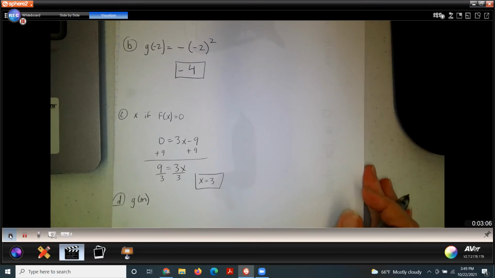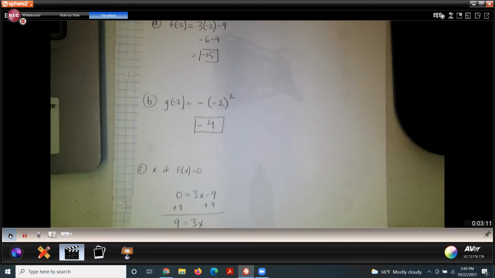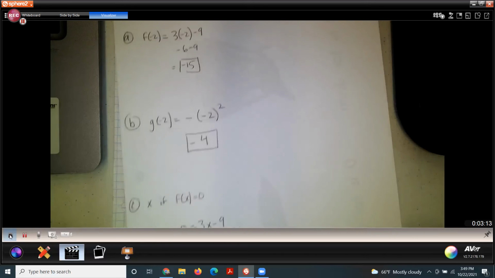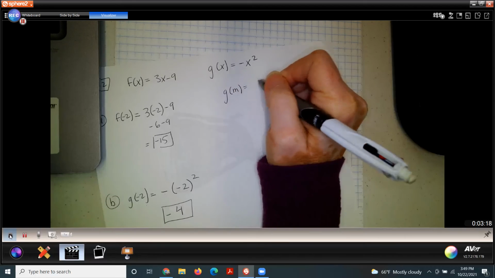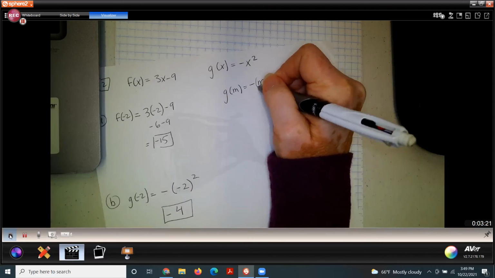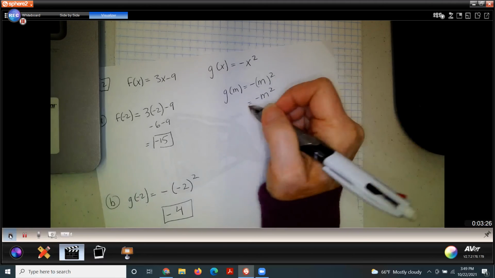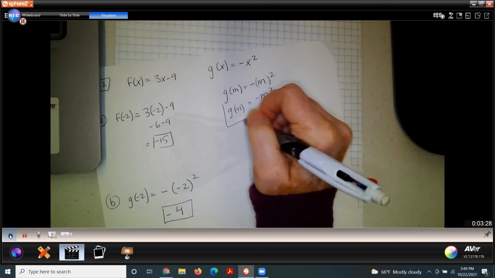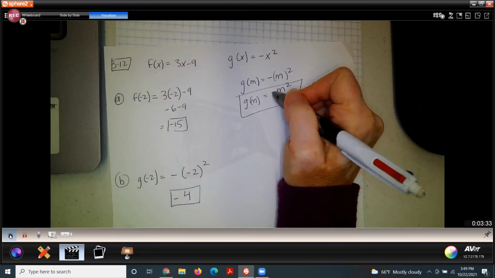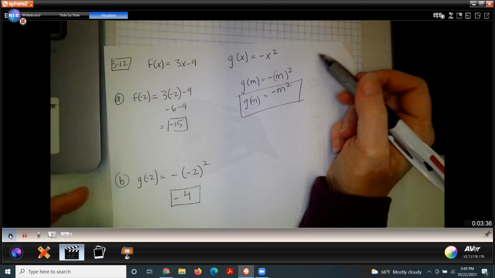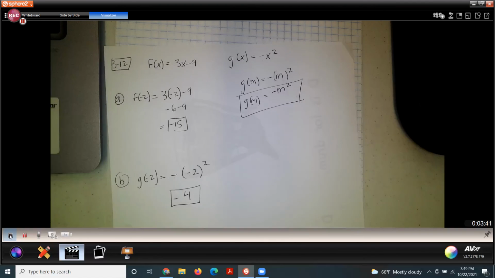Okay. Now I want g of m. So the g function with an m plugged in. So let's just write it up here. It's kind of like you just plug the m in, and then you don't really need the parentheses because m's positive. So there's your answer. That was test question 1.